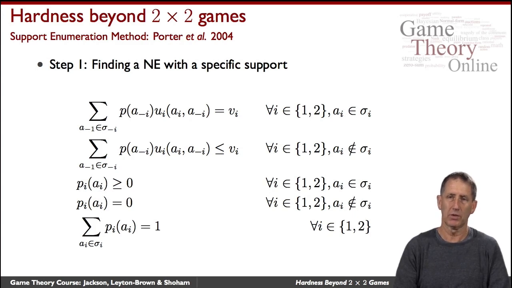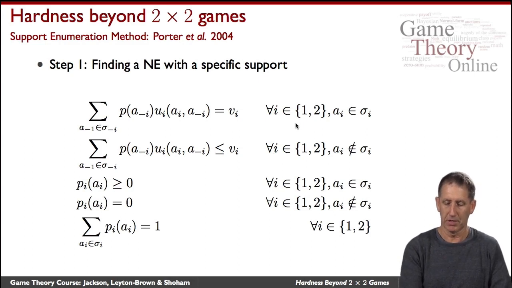So let's look at it in two stages. The first step is to note that when you fix the support of a strategy profile, finding out whether there is a Nash equilibrium with that support is an easy problem. Remember that the support of a strategy consists of all the actions to which the player gives non-zero probability in that mixed strategy. So let's look at this formulation.